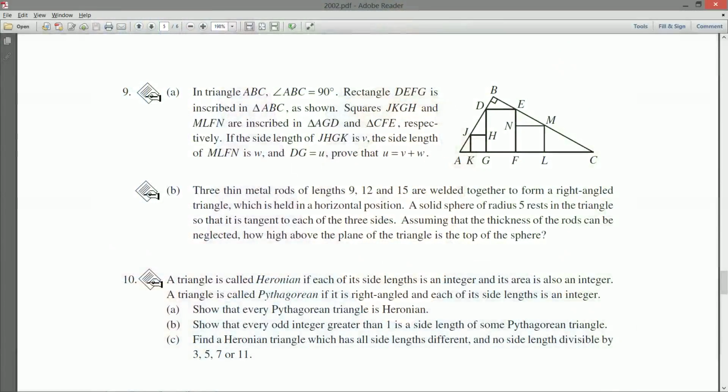Okay, and that's just with props that I have lying around. Fingers and a water droplet stress ball. Okay, so we have a mental image of what's going on. 9, 12, 15, right angle triangle, a solid sphere of radius 5. Let's continue on. Assuming that the thickness of the rods can be neglected, as is often a math assumption, how high above the plane of the triangle is the top sphere?